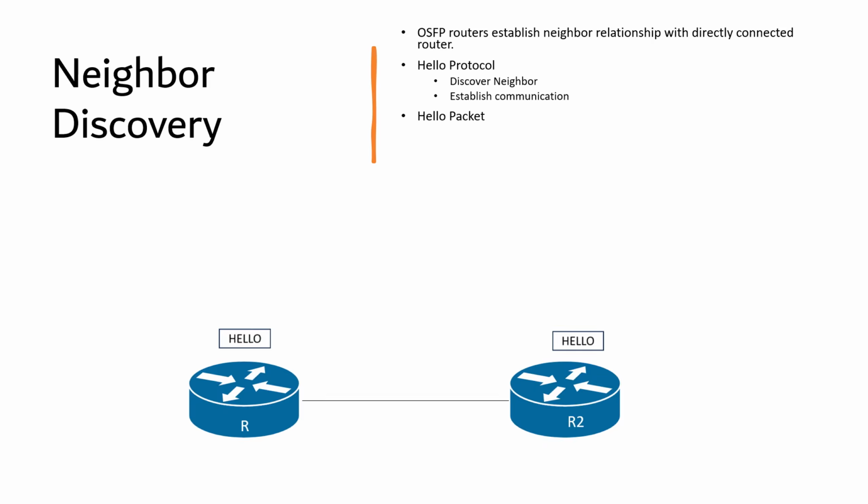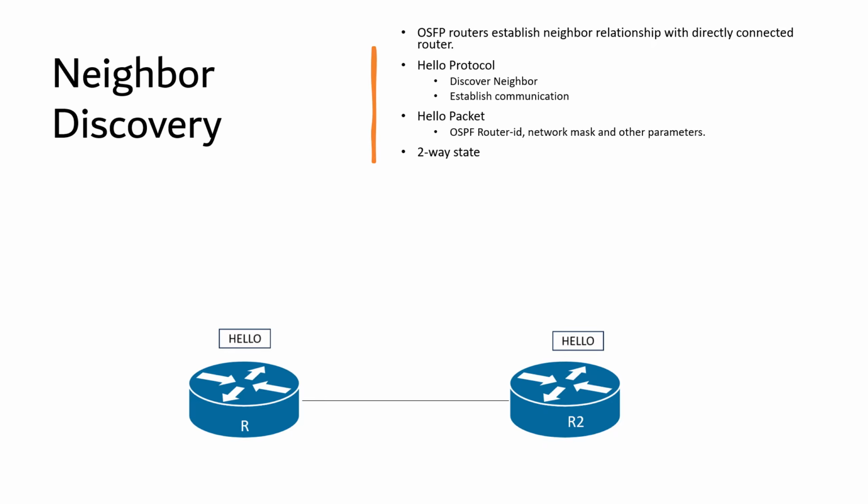A hello packet contains information such as the router's OSPF router ID, the network mask, and other parameters. OSPF routers need to agree on certain parameters like the OSPF area, authentication, and other settings to become OSPF neighbors. Once both routers complete the hello packet exchange and each other's information is acceptable, they move to the two-way state.